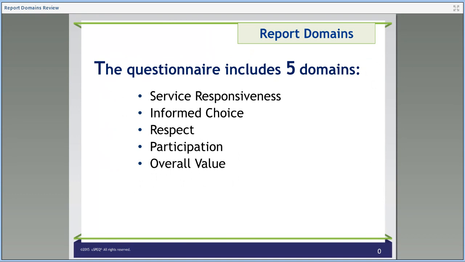The Standard Consumer Experience Survey Questionnaire has 5 domains that encompass the experience of the person served: service responsiveness, informed choice, respect, participation, and overall value. Each domain has from 3 to 5 Tier 1 items, as well as a number of optional Tier 2 items that may be used to further customize your questionnaire to glean more specific information from your consumers.